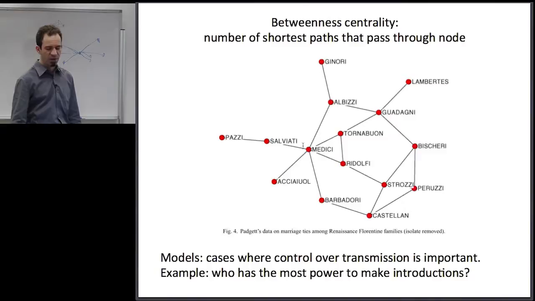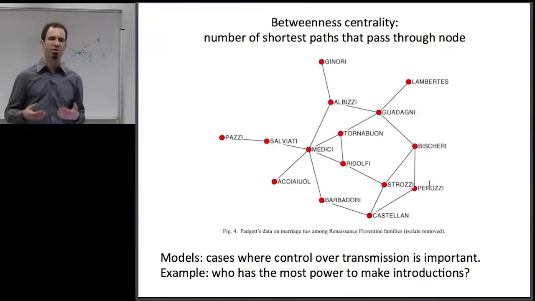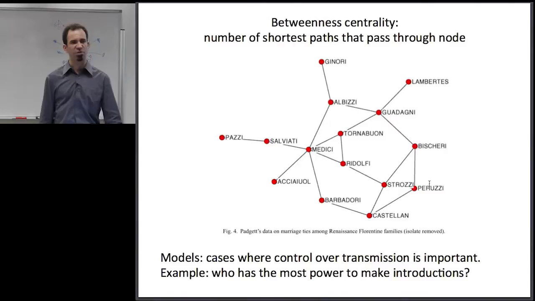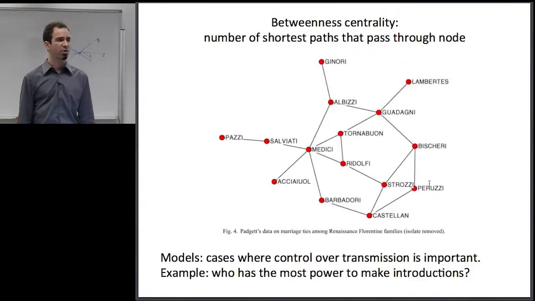So whether or not this is a good model depends upon whether you care about information flowing through you. This is also, if these are not people, if these are post offices, right, or computers on the internet that are routing traffic, telephone exchanges, this is the one you want to blow up if you want to disrupt the most amount of communication. Just so you know.